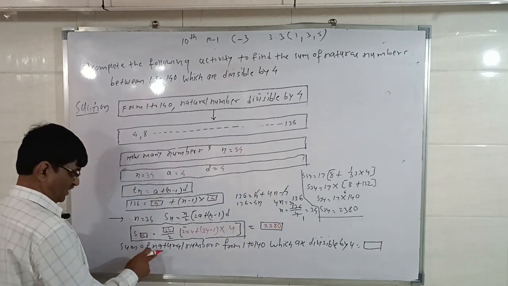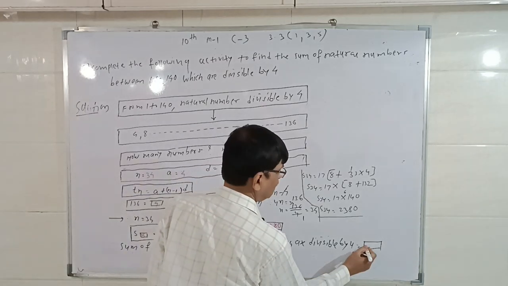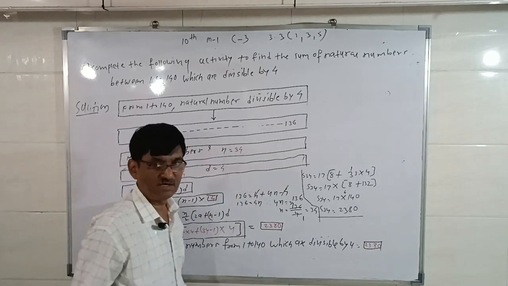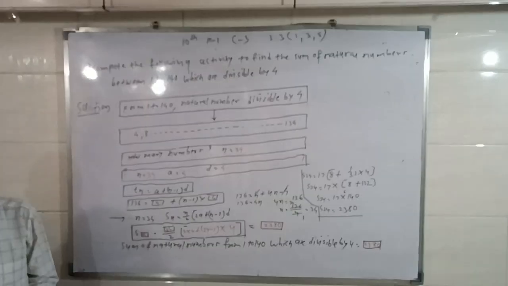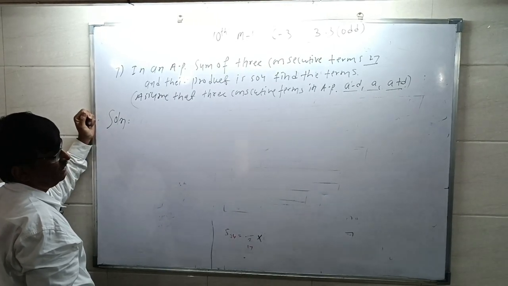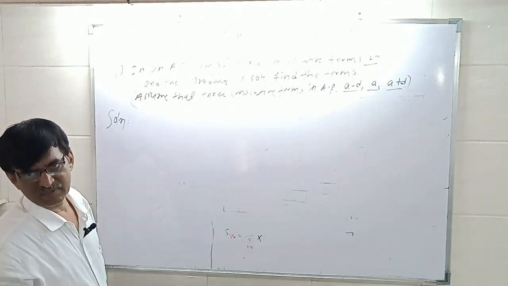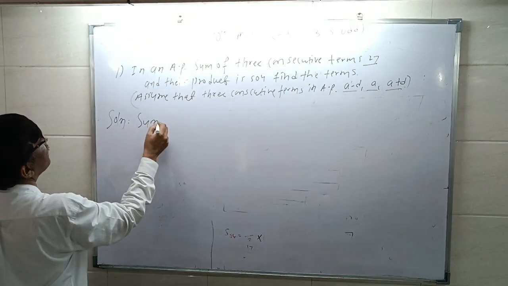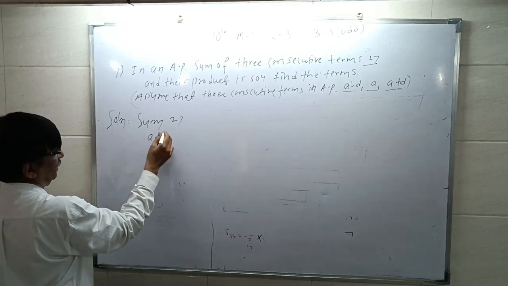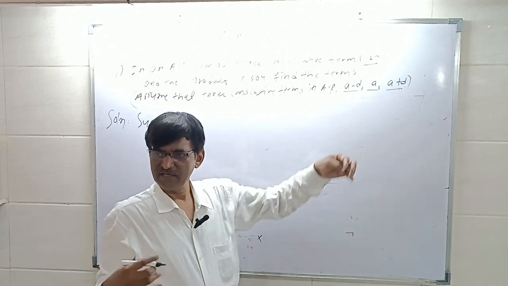Therefore, the sum of natural numbers from 1 to 140 which are divisible by 4 is 2,380. Next, three consecutive terms in AP: a minus d, a and a plus d. What will their sum be? The sum given is 27. First term is a minus d, second is a, third is a plus d.